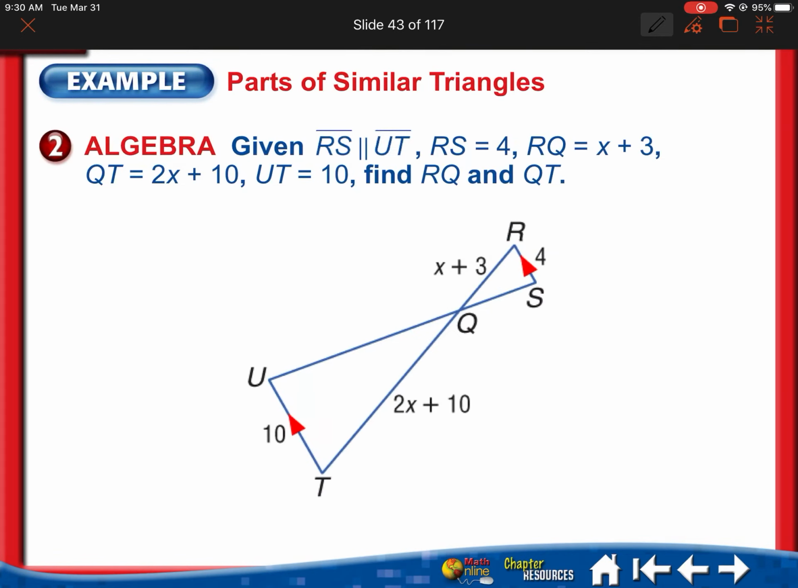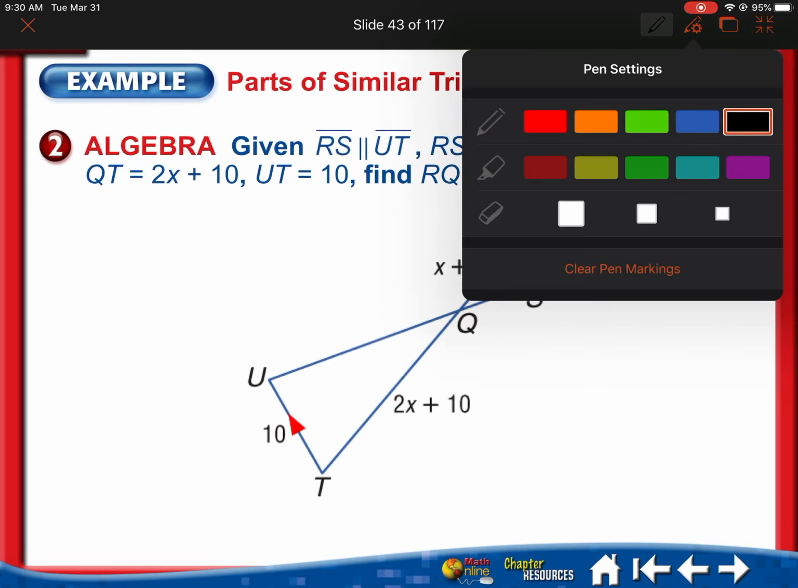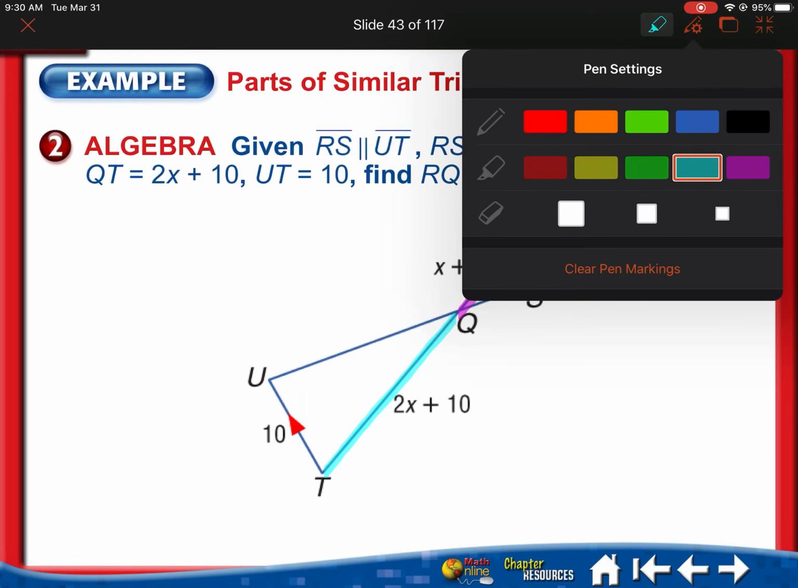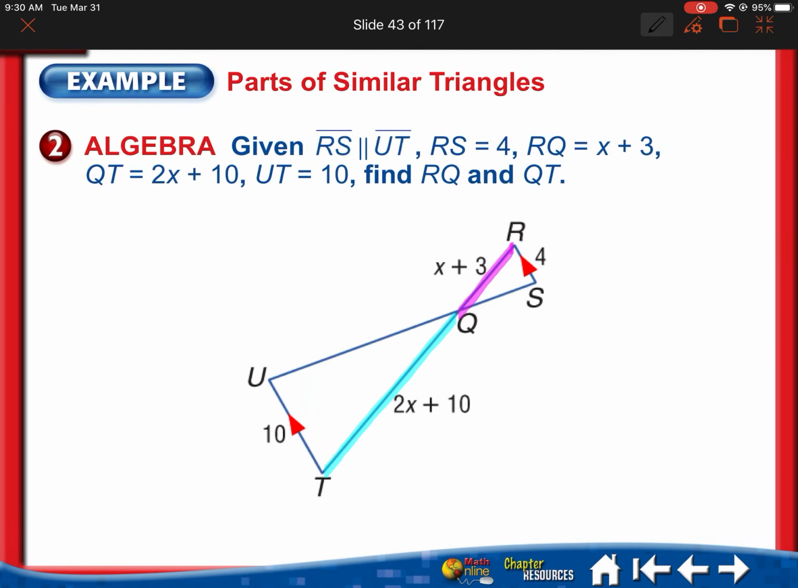Example 2, we get to do a little bit of algebra, and I know you're all super excited for that. It says, given that RS and UT are parallel, we know that RS is 4, R to Q is x plus 3, Q to T is 2x plus 10, and U to T is 10. We have to find RQ, and we have to find Q to T. In order for us to find those two, we have to find x first. And once we know x, substitute it back in, and we are good to go.